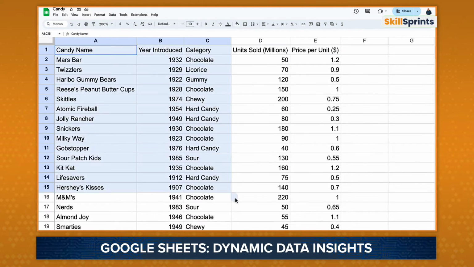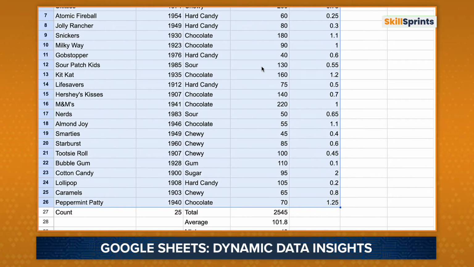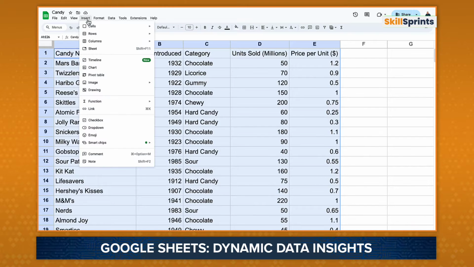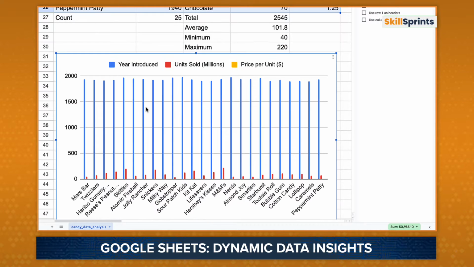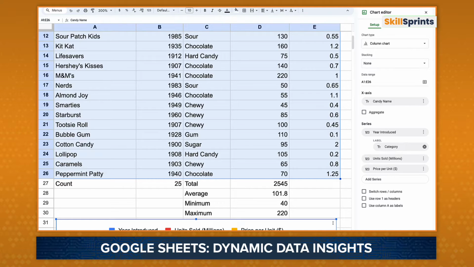Let's start by selecting all the data, being careful to avoid any of the formulas and functions we created before. And let's go to Insert and Chart. I'll position the chart down at the bottom of the screen. And now we can configure the chart. Right now, this is not really giving us the information we want. What we really want to see is the sales totals in a graphical format.